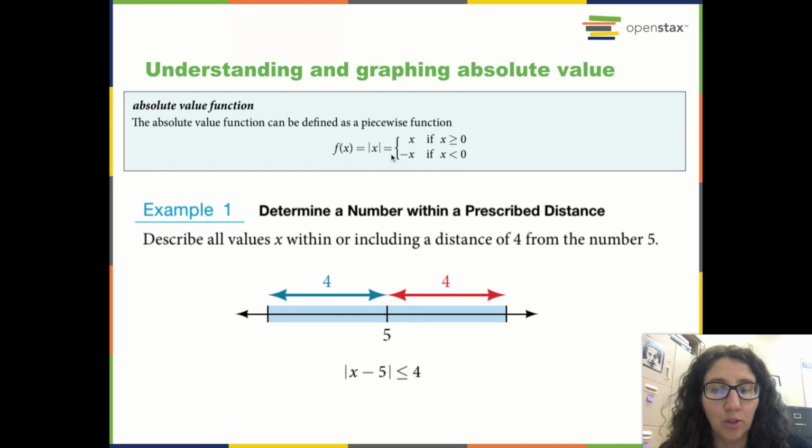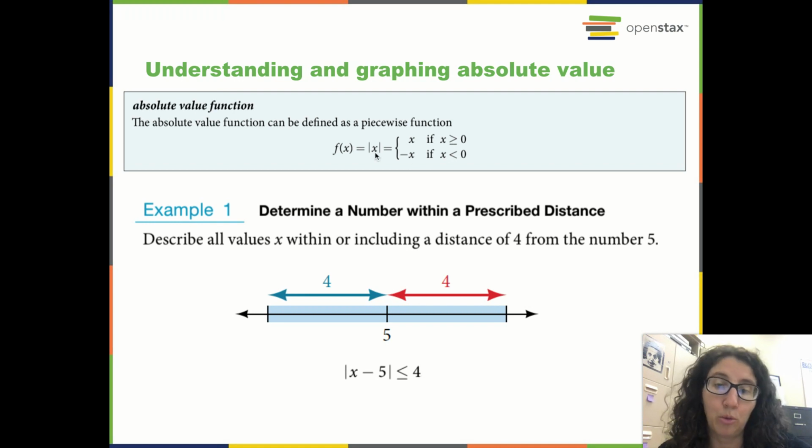And there's two cases, right? If the thing inside the bars is positive or non-negative, then it's just the expression inside. And if that expression inside is negative, then it's the negative of the expression inside, right?